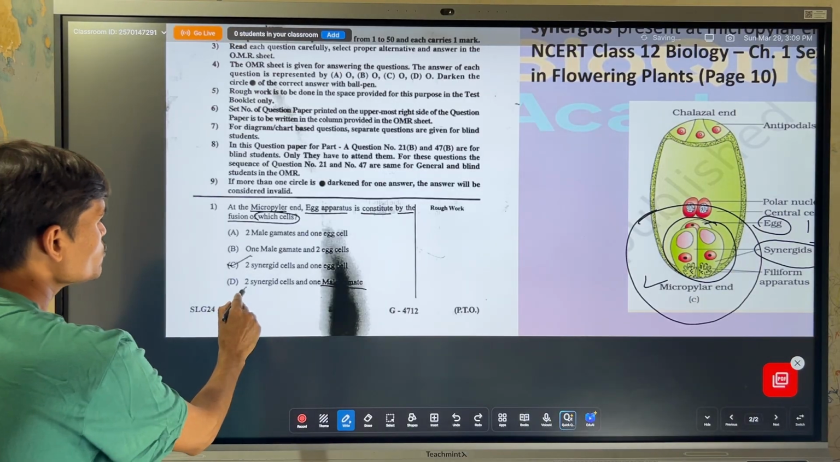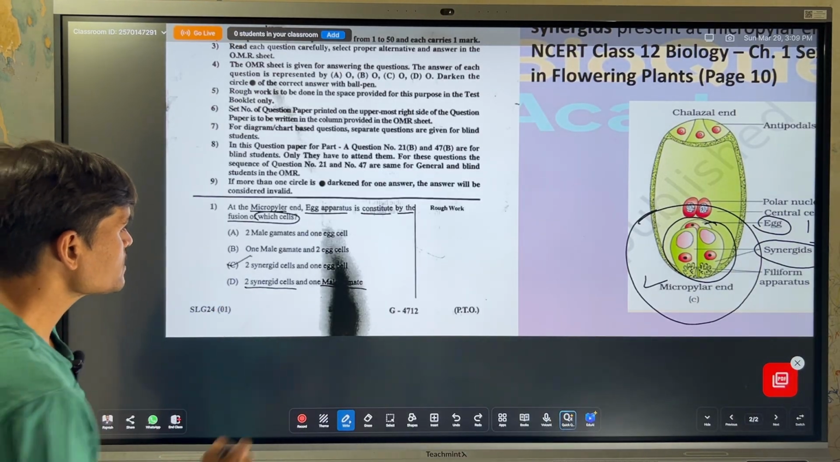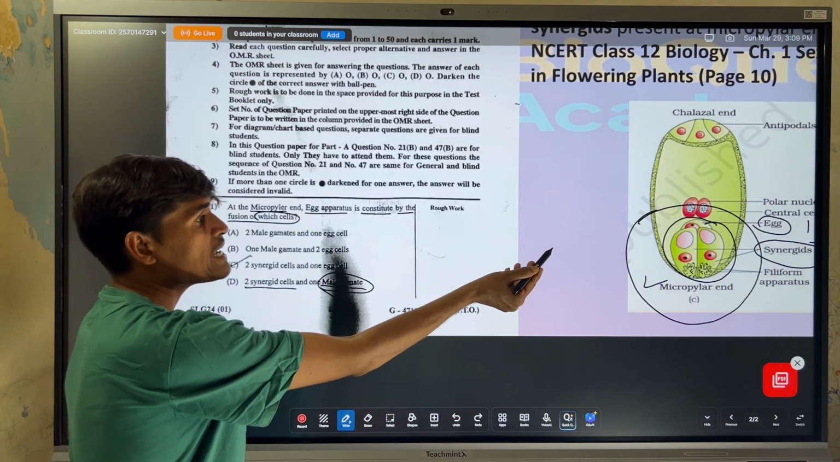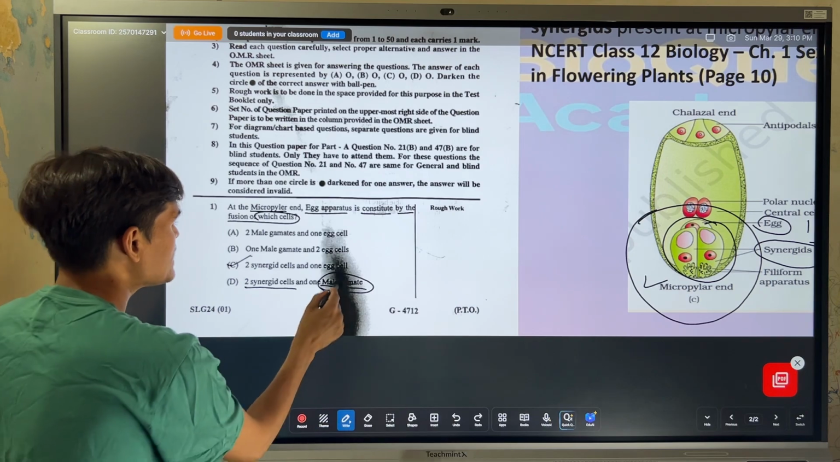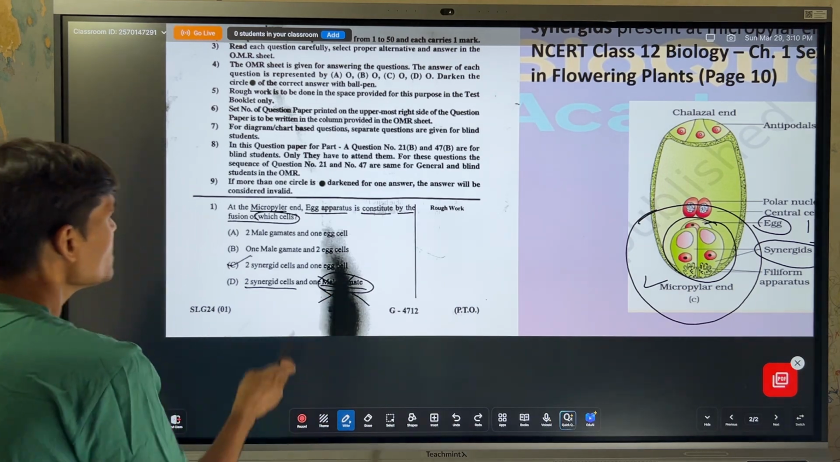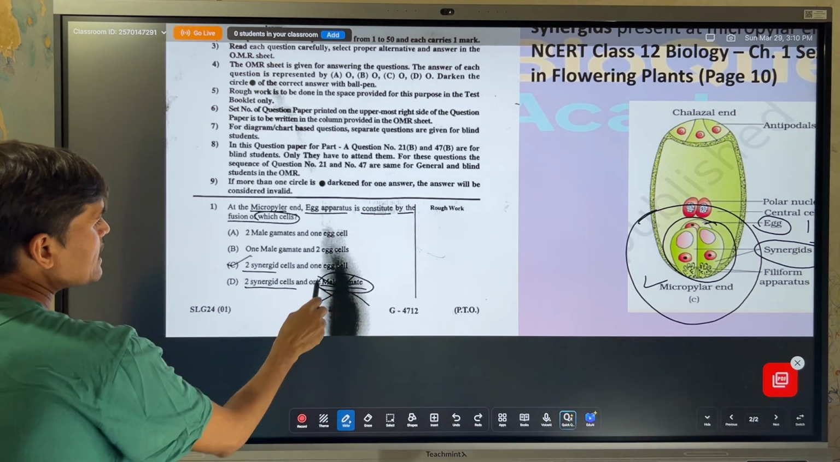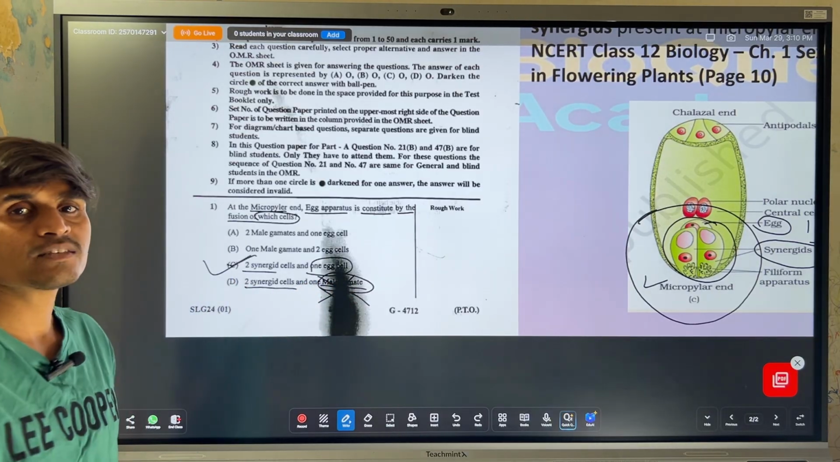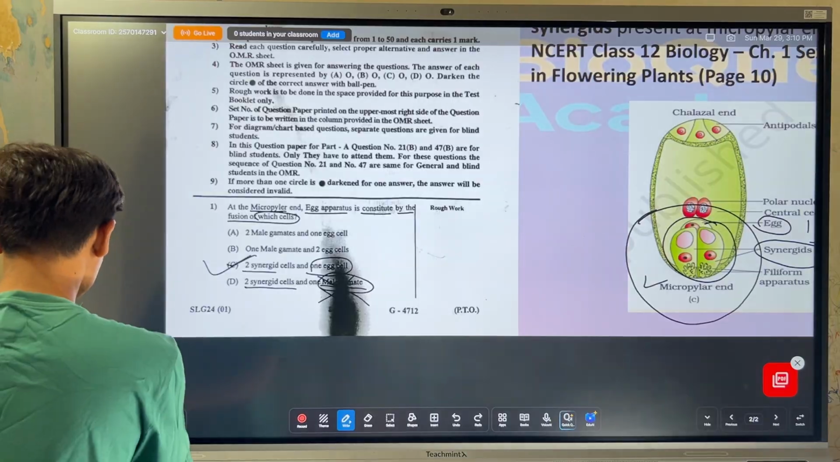So from here, what can be the answer? 2 synergid cells and 1 male gamete. But over here, this is not a male gamete, it is an egg cell, female gamete. So this is not the answer. 2 synergid cells and 1 egg cell, so this is the correct answer, C.